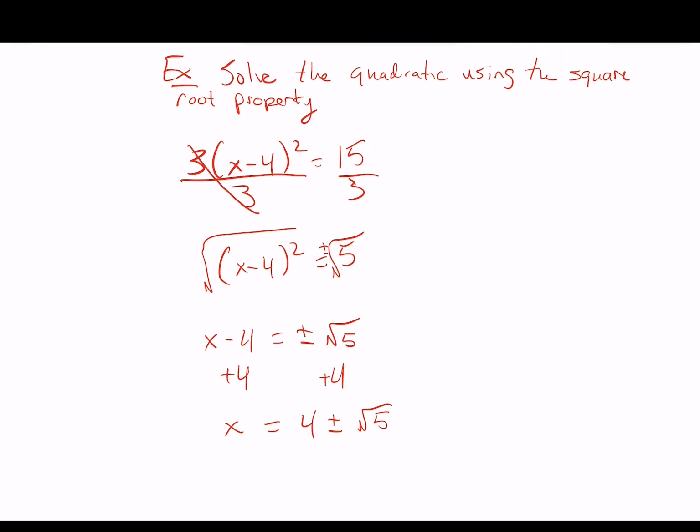We're able to do this step, the x minus 4, and add to both sides because what we started with was a quantity squared. So that gets us down to x equals 4 plus or minus the square root of 5. So our solution set in this case would be 4 plus the square root of 5 and 4 minus the square root of 5.